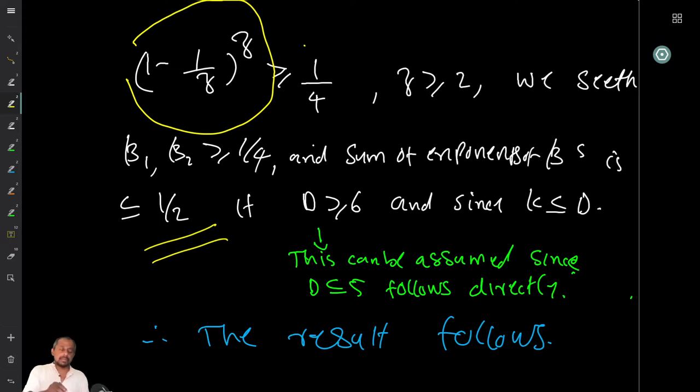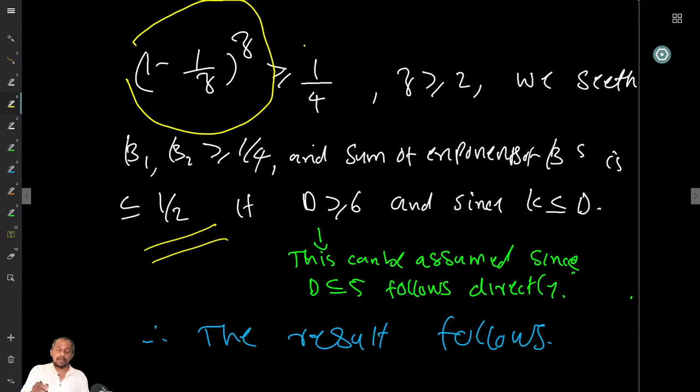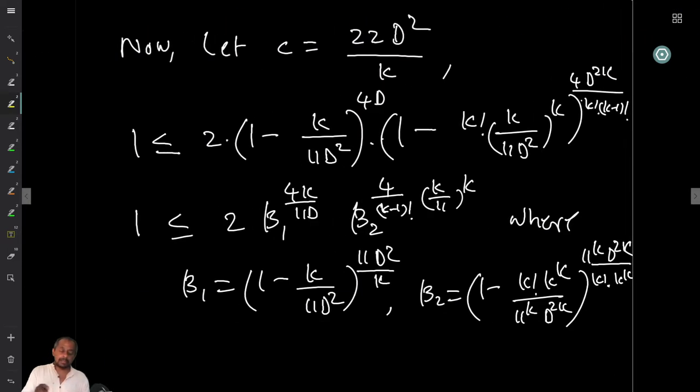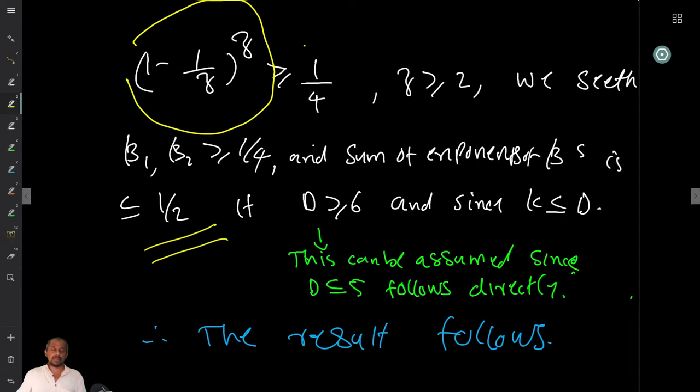Now, because beta 1 and beta 2 are greater than or equal to 1 by 4, we can apply this identity. So, this 1 by 4 whole raised to something greater than or equal to 1 by 4 whole raised to something less than or equal to 1 by 2. So, therefore, that number is going to be less than 1 by 2 here. And so, I will get something which is greater than or equal to 1. So, therefore, the inequality will hold.